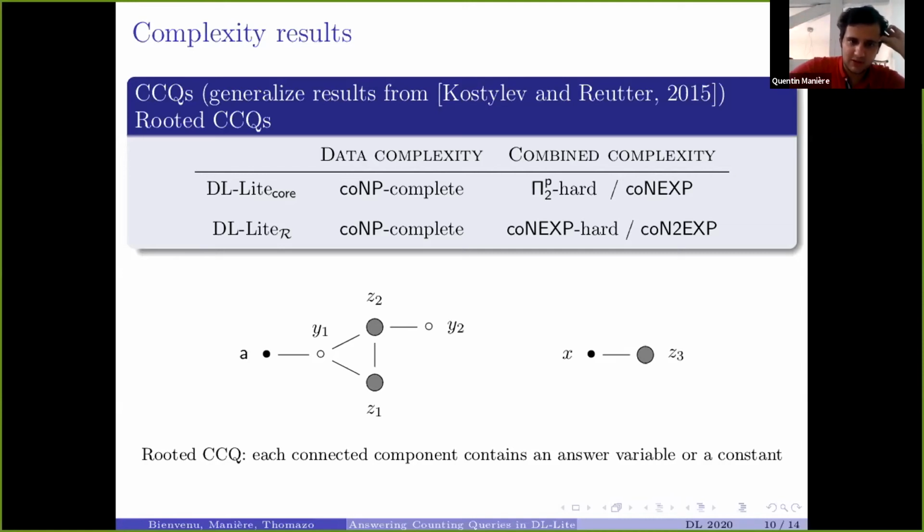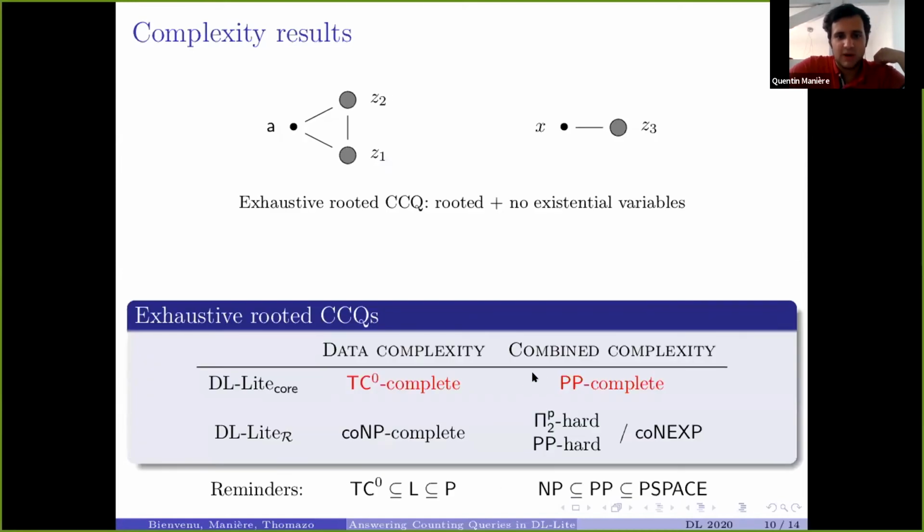So we dug a bit further by considering what we call the exhaustive rooted CCQs, which are rooted, and also we no longer allow existential variables. Which is not much of a restriction actually, because it's only that you will count all the quantified variables' possible values. And actually it was also the starting point for other articles. So it's still a big class of queries.